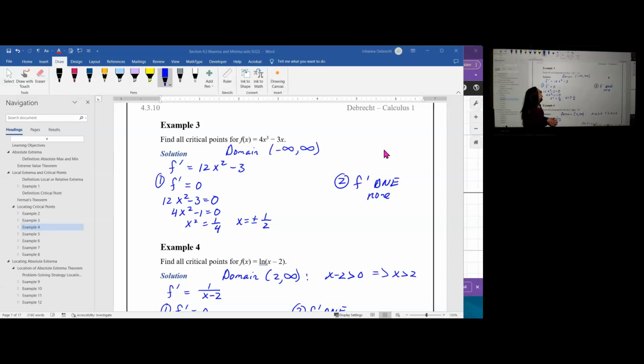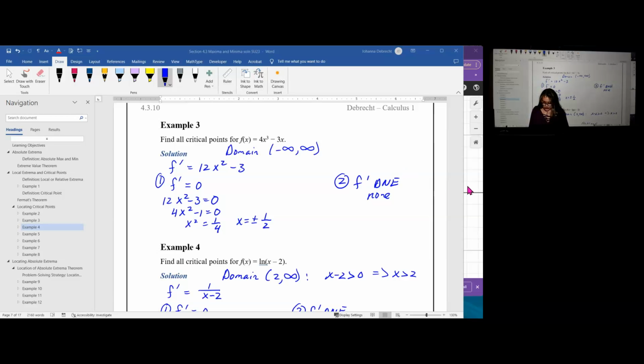Let's start with example 3. It's another polynomial, 4x cubed minus 3x, so it's defined on all real numbers. Find the derivative, set it equal to 0, and solve. We get 2 critical points from that possibility, plus or minus 1/2. Because the derivative is also a polynomial, it is always defined. We have 2 critical points, but that does not guarantee that they're extrema.